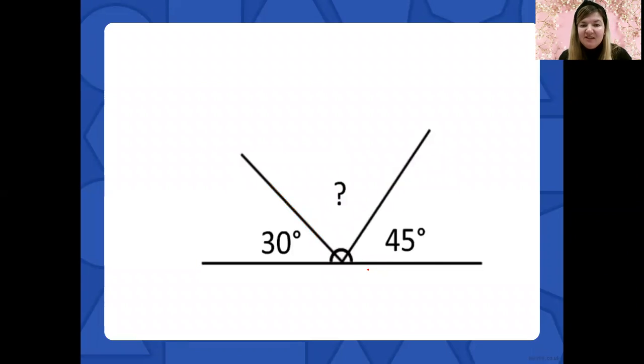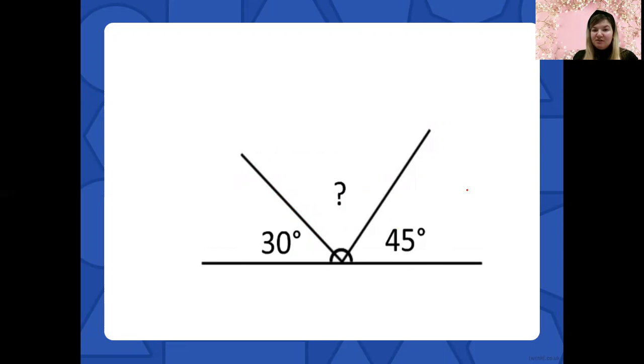So let's have a little look at this. Now here is slightly different to the previous one because this has 2 given angles, but still 1 missing angle, and you need to find out what the missing angle is. So have a little think about how you could use your knowledge of all the angles on a straight line totaling 180 degrees to help you work out what the missing angle could be.